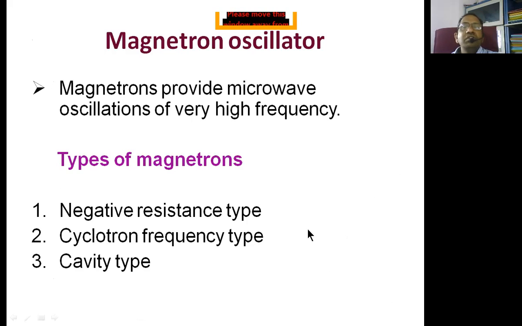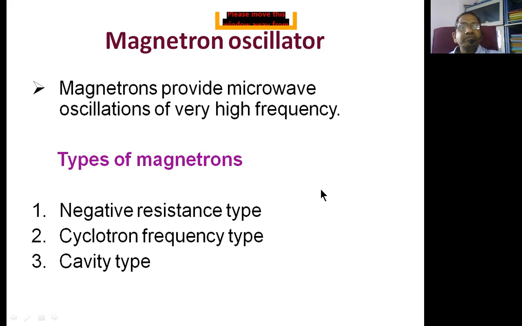Next, magnetrons. Let us look into the magnetron now. Magnetron as an oscillator. We are here discussing magnetron as an oscillator. Here, magnetrons provide microwave oscillations of very high frequencies. Now we already know what an oscillator is. An oscillator is an electronic circuit used to generate AC signals without any external applied AC input signal. Or in short, we can say an oscillator is an electronic device normally used to provide an AC output without any external input signal.